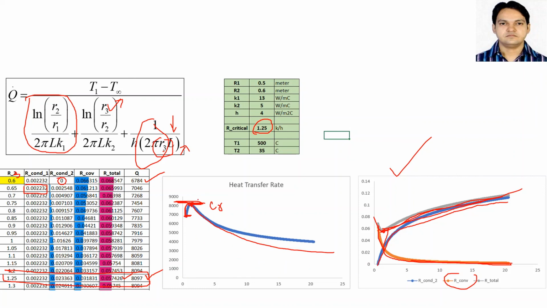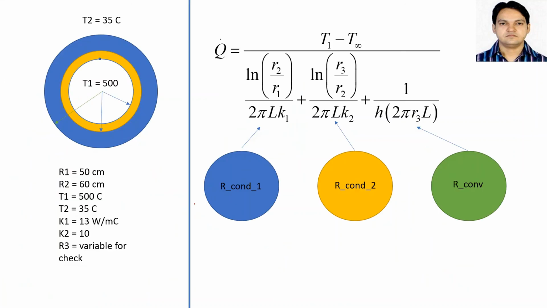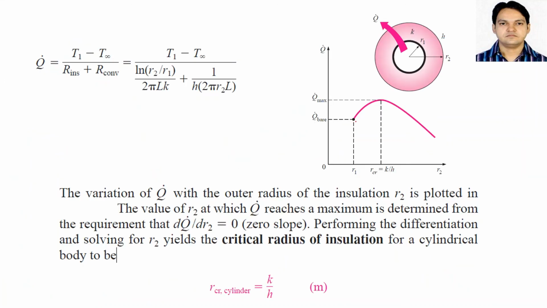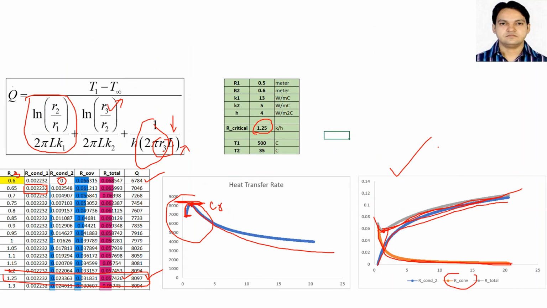And this curve is the same as this curve: your resistance is decreasing, so your heat transfer rate is increasing, and it will reach a maximum point at the critical condition, that is equal to K by H. And if your radius value is more than the critical value, then it will start dropping, and it happens over here. This I have done using an Excel sheet.